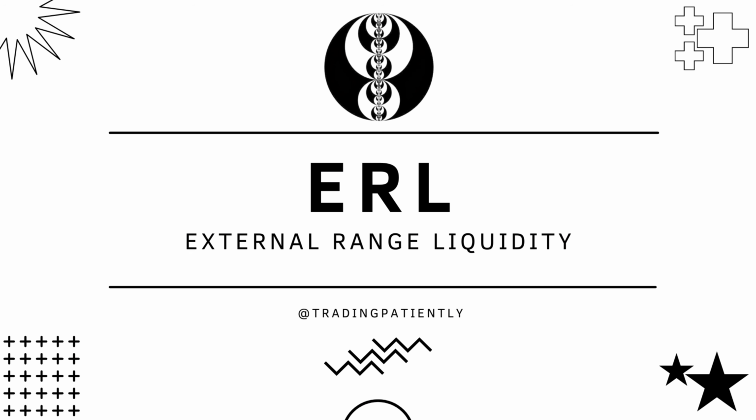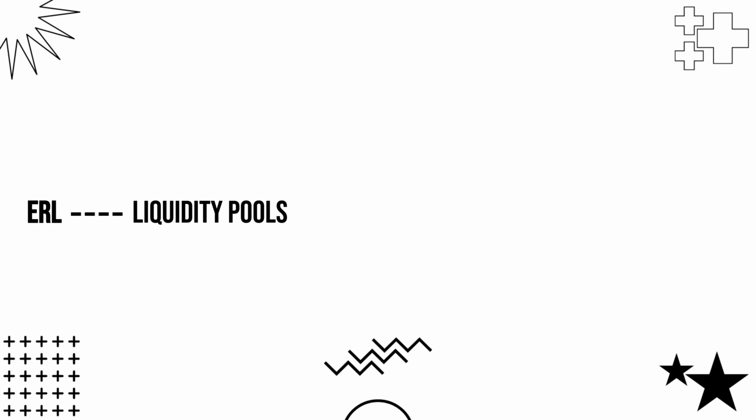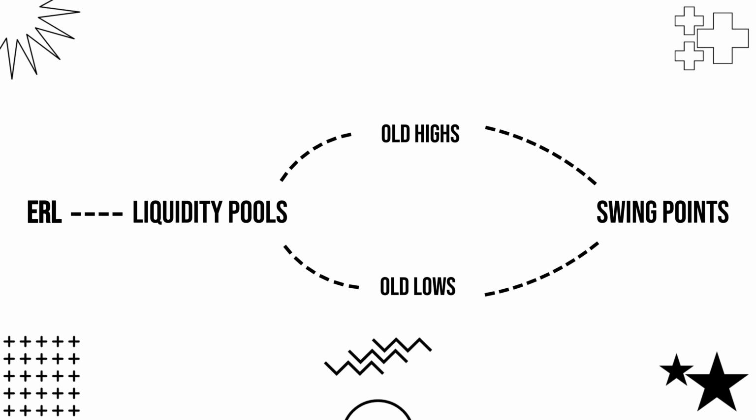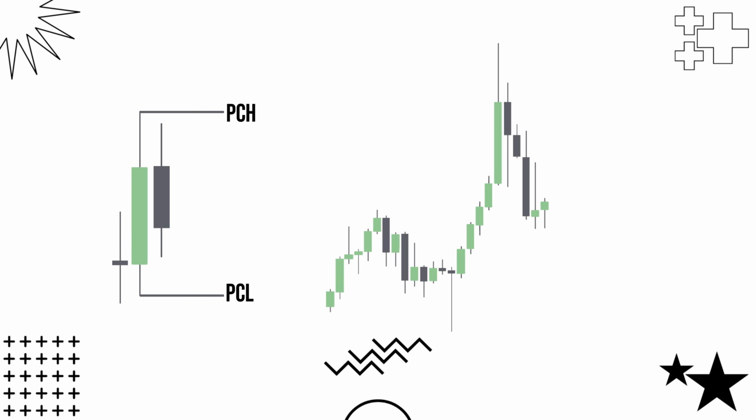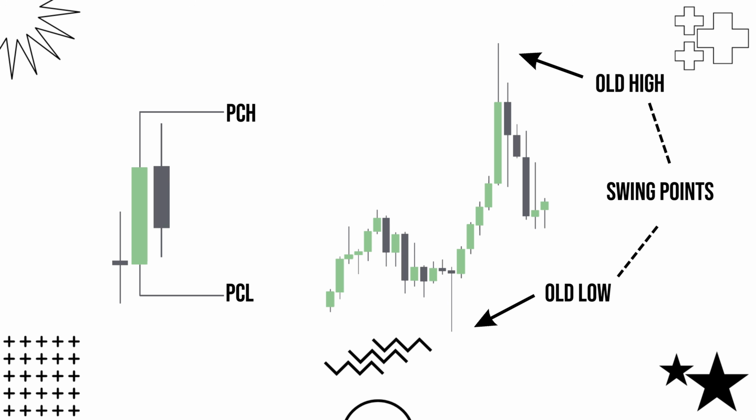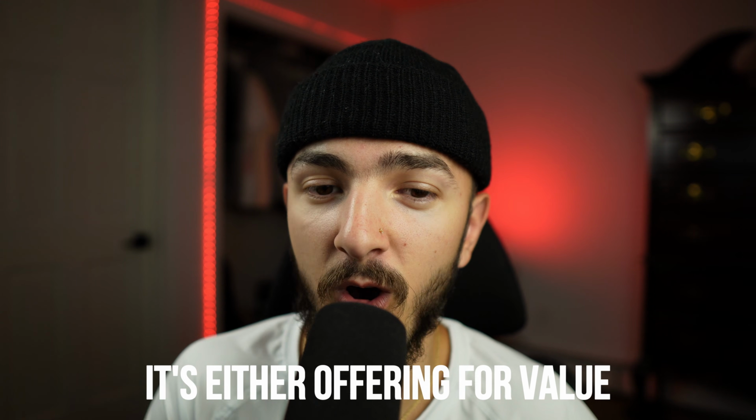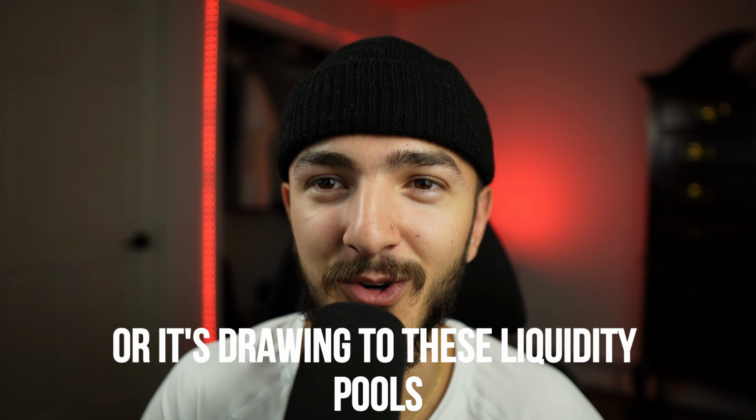So first we have ERL, which is external range liquidity. ERL is liquidity pools, old highs or old lows, swing points. Any of those. You can define it as any of them. It's the same thing. So when I'm looking at my charts, I'm looking for swing points. If you look at a previous candle high or a previous candle low and drop to a lower time frame, there's always going to be a swing point there, which is an old high or old low. So it's all the same thing, but I just define it as swing points. So price is always drawing to these liquidity pools. It's either offering fair value or it's drawing to these liquidity pools.